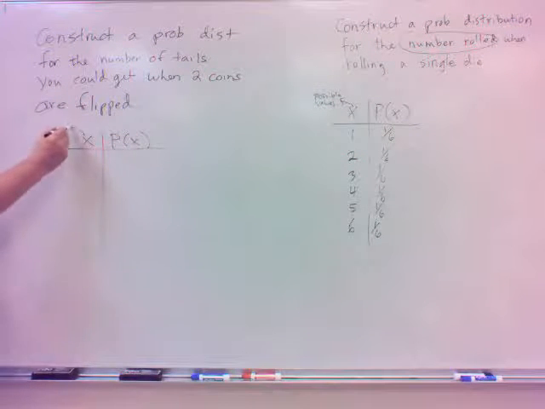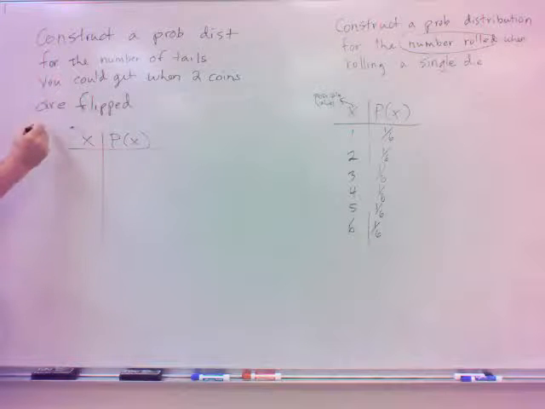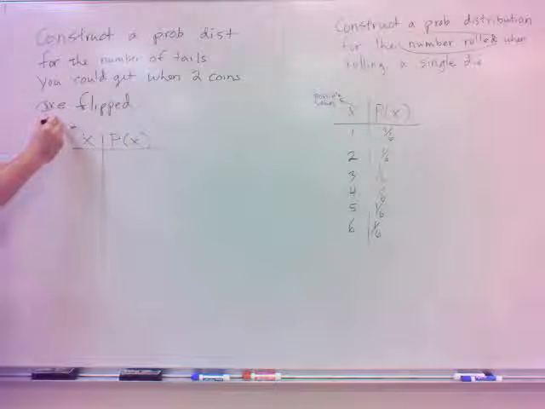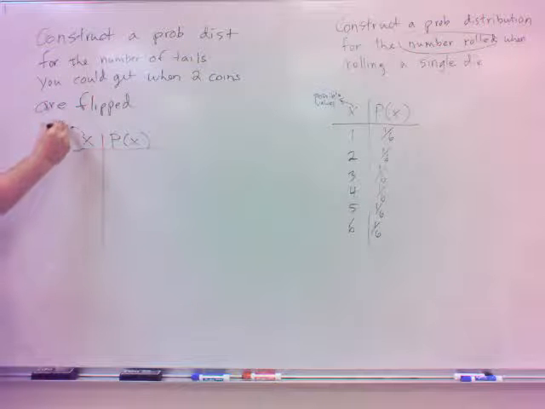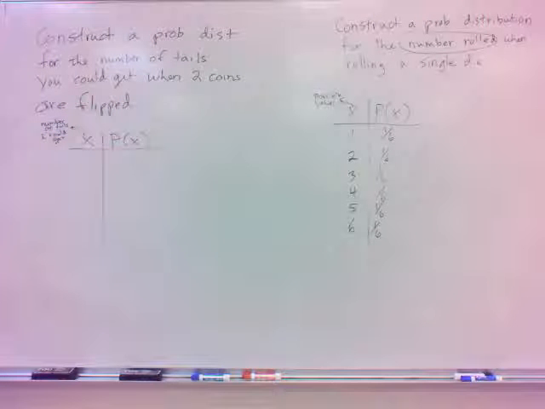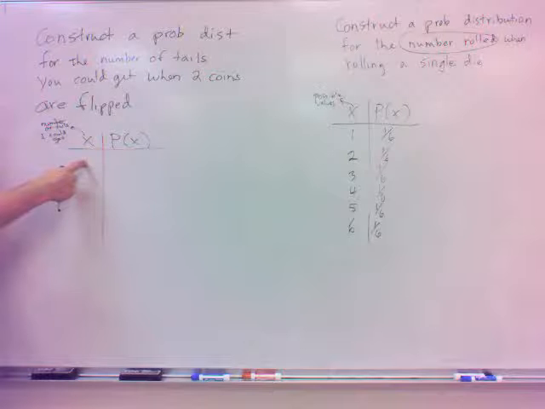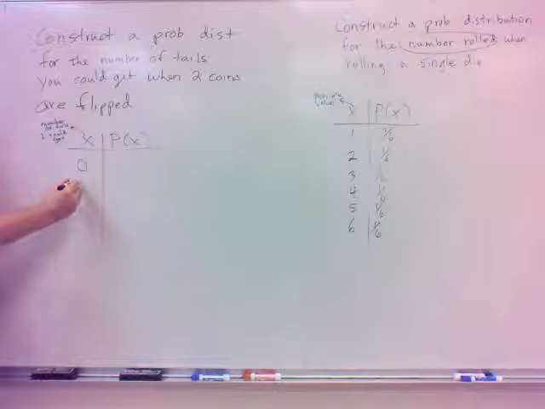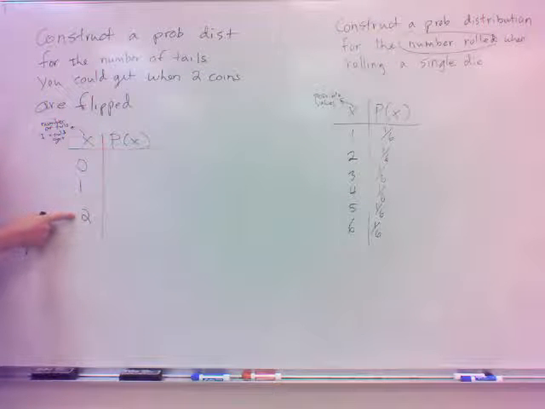So x here, what is x? Well, x is the number of tails I could potentially get. All the different possibilities of number of tails I could get. Well, if you think about it, I could get just 1 tail, right? I could get 2 tails. And what else number of tails could I get? I could get no tails. So x could be here, what? It could be 0, or 1, or 2. I could get 0 tails, 1 tail, or 2 tails out of the whole thing.